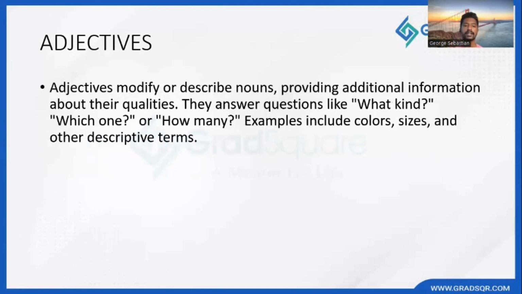Next up, we have the category of adjectives. So the basic definition of adjectives is that they help to modify or describe nouns, such that they provide additional information about their qualities in a given sentence. So these kinds of adjectives can include words related to colors, sizes, or other descriptive terms in a given sentence.